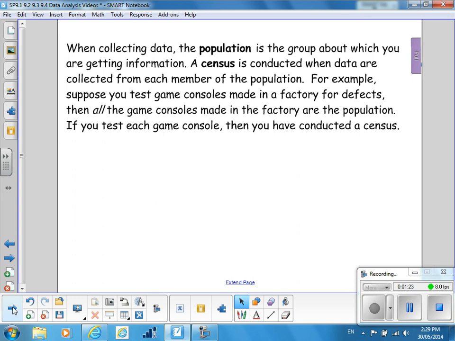When collecting data, the population is the group about which you are getting information. A census is conducted when the data are collected from each member of the population. For example, suppose you test game consoles made in a factory for defects. Then all the game consoles made in the factory are the population. If you were to test each game console, then you have conducted a census.